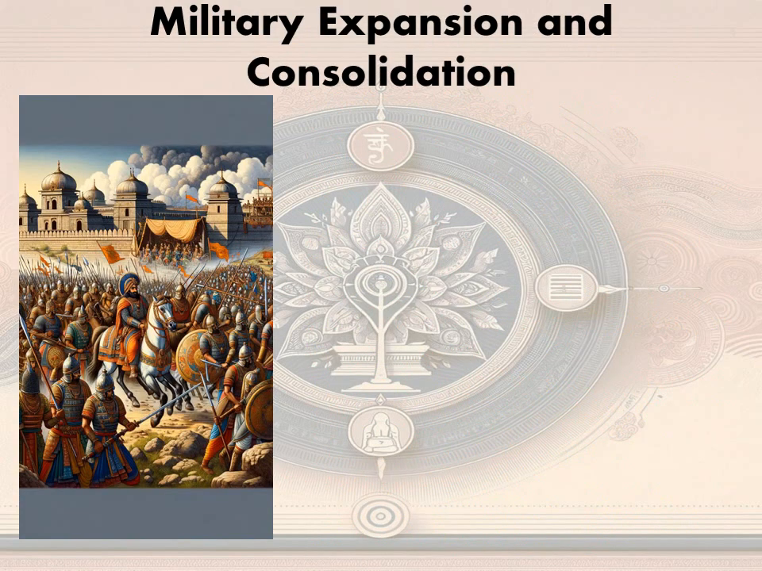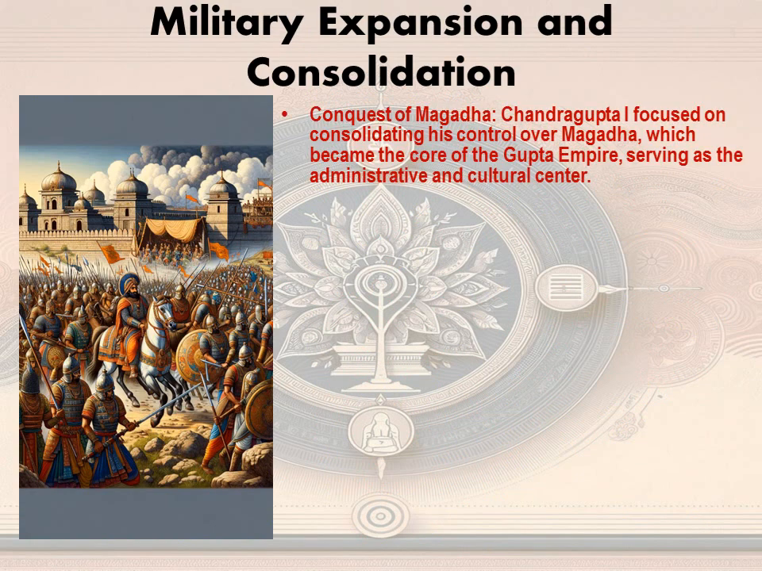Military expansion and consolidation. What were his military conquests? Conquest of Magadha. Chandragupta I focused on consolidating his control over Magadha, which became the core of the Gupta Empire, serving as the administrative and cultural center.